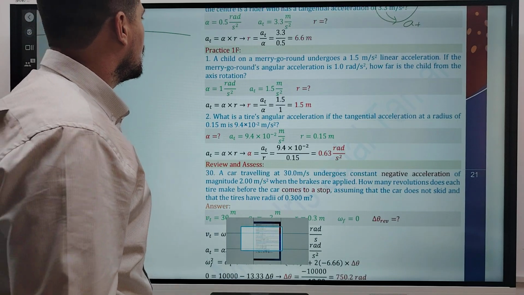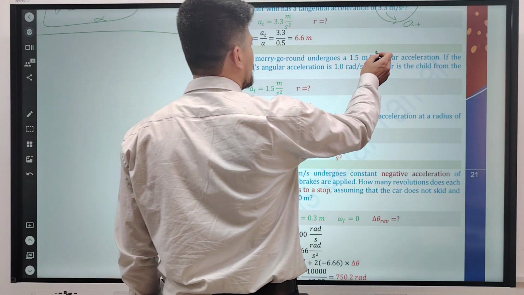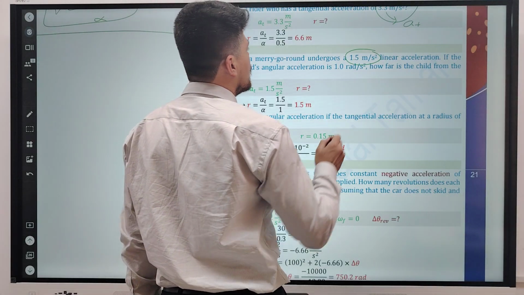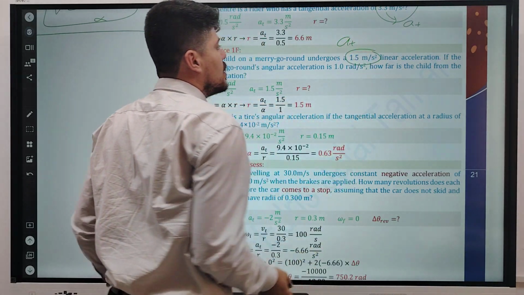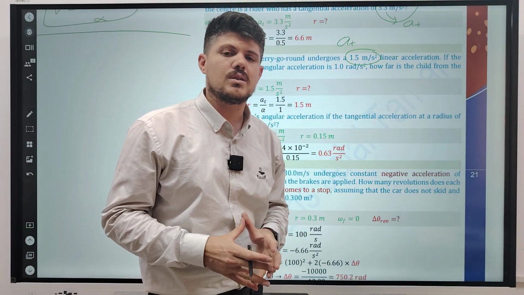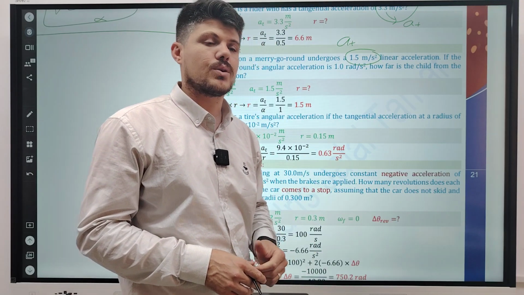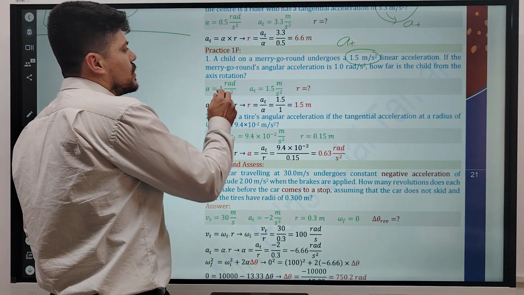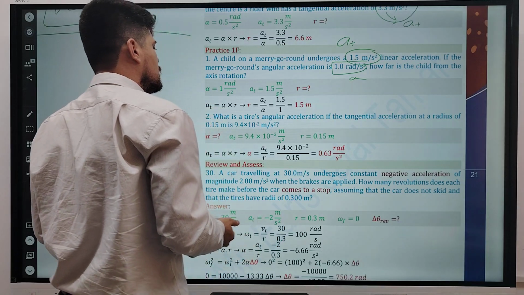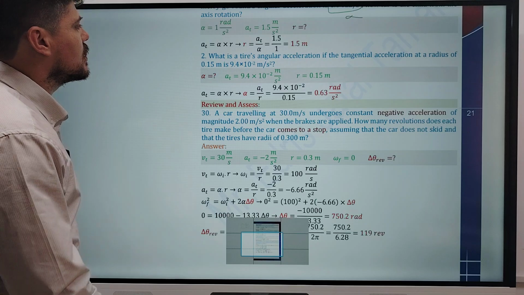Question 1 in practice 1F: a child on a merry-go-round undergoes 1.5 meter per second squared. What is this value? Is this AT or alpha? This is AT. How did you know this is AT? By the units. Meter per second squared is the unit for tangential acceleration, but rad per second squared is for angular acceleration. If the merry-go-round's angular acceleration is given, how far? Just plug into the equation and you can find the value of R.